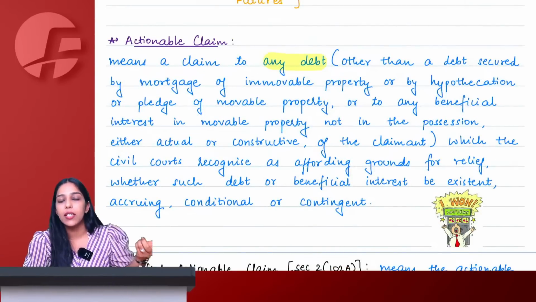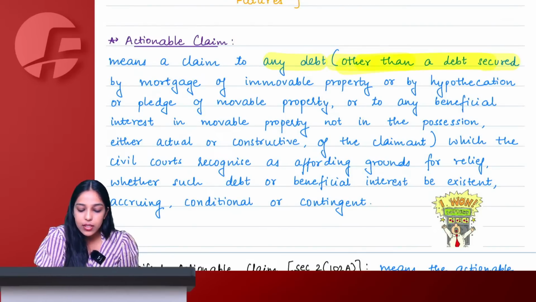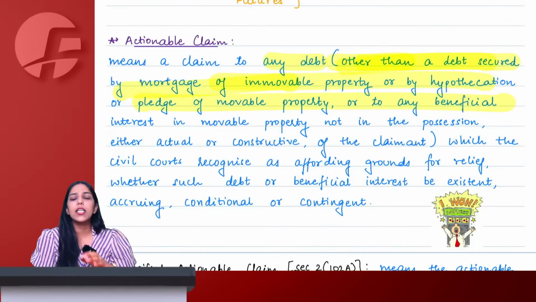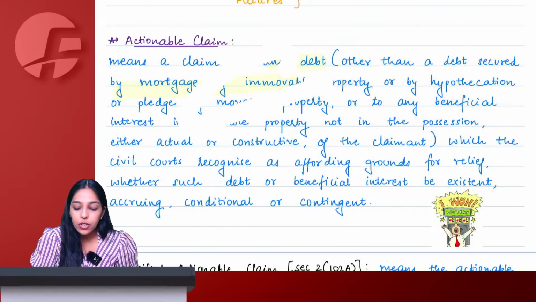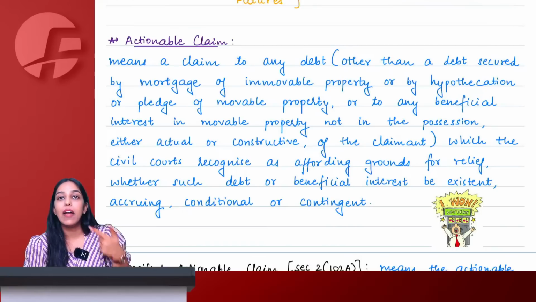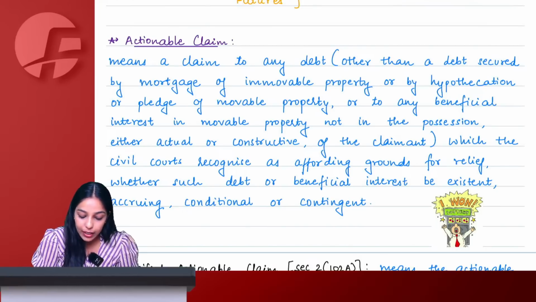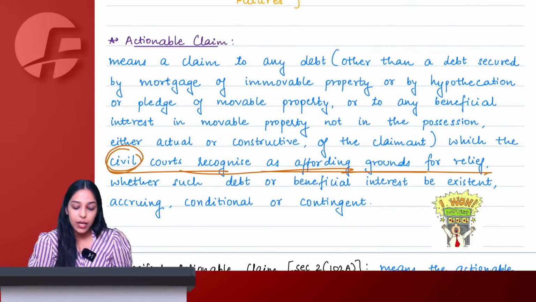Other than secured debt. So in simple terms, you can say unsecured debt. So any debt which is other than secured or other than hypothecated, nothing is pledged against it, which means it is a pure unsecured debt. Now you are not sure about receiving the unsecured debt, but if in case you have a claim, you can go to civil court and the court is going to recognize this and grant you some kind of relief.